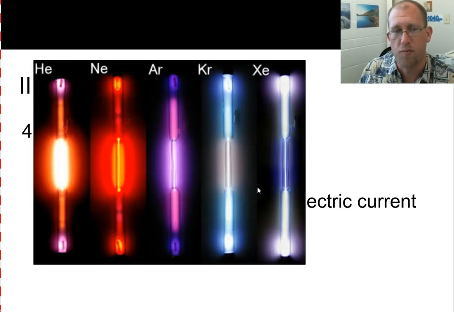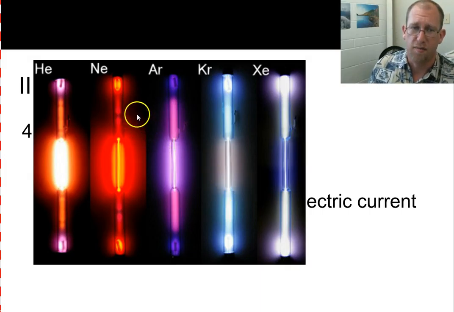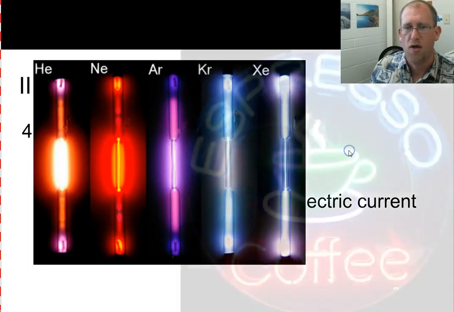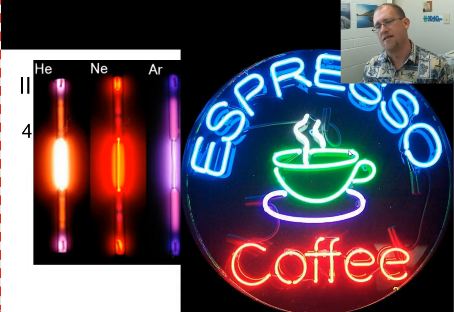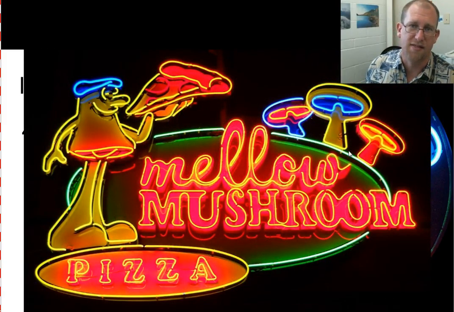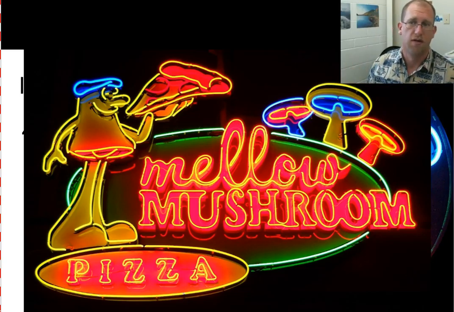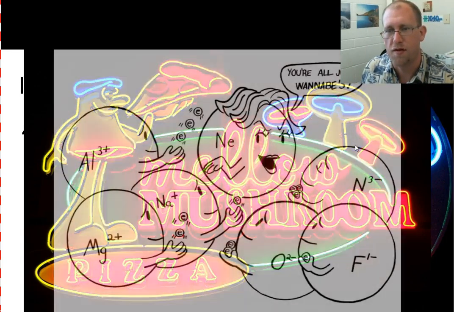Here's some pictures of them glowing. Helium, neon, argon, krypton, and xenon all glow different colors when you pass electric fields through them. So when you see signs like this, the espresso sign, or like this one, those are all noble gases in a tube that we were just passing electric fields through, and they glow. Kind of a cool thing that they share in their family trait.